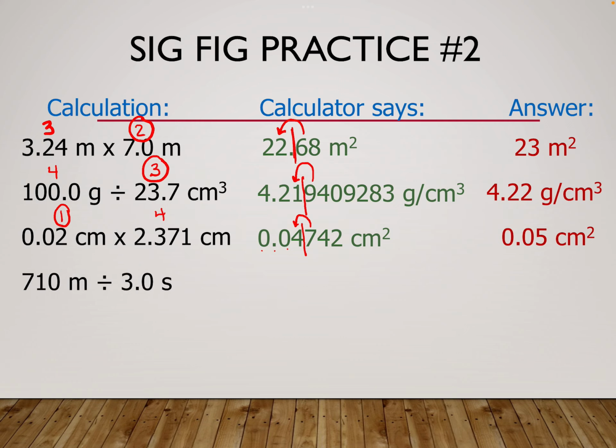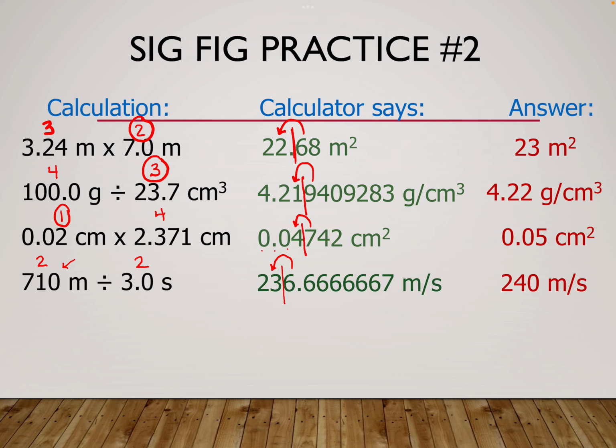Alrighty, so this, remember, trailing zeros are not significant unless there's a decimal point. No decimal point here, so that 0 is not significant. So this only has 2 sig figs, and this one has 2 sig figs. So when you punch this in our calculator, we get that, so we have to chop it off here. Okay, this 6 is going to round up the 3, so we get 240.